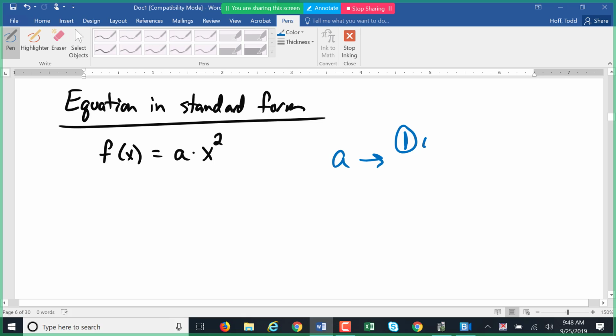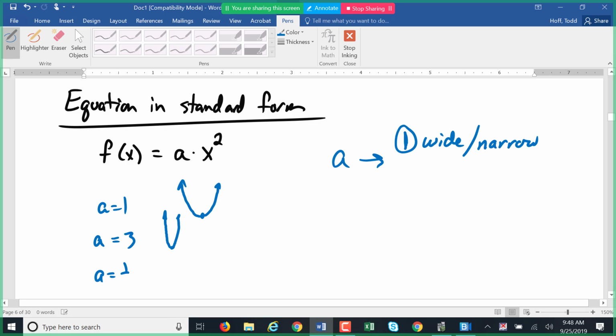One, it determines how wide or narrow a parabola is. So if a is equal to 1, you just get a standard width parabola. If a is larger than 1, let's say a equals 3, the parabola gets kind of narrow. Let's say a equals 1/4, that parabola can be kind of wide.